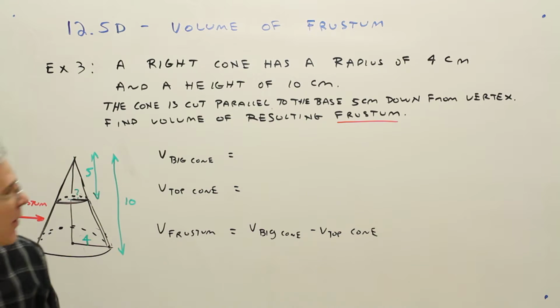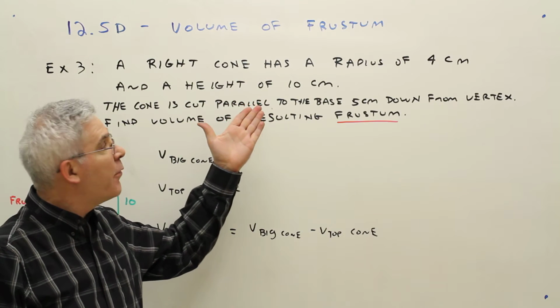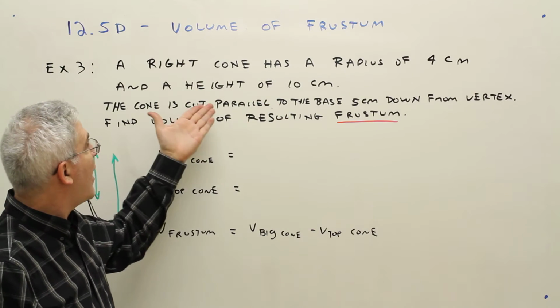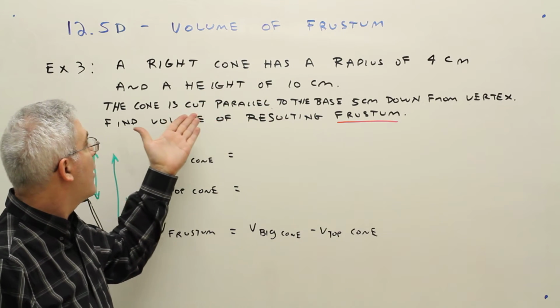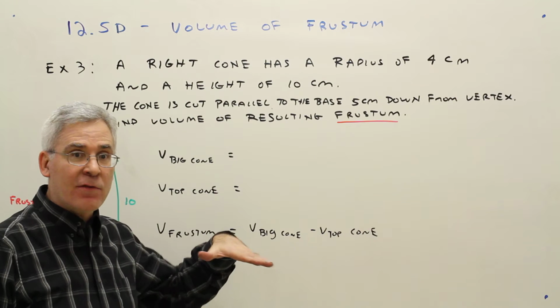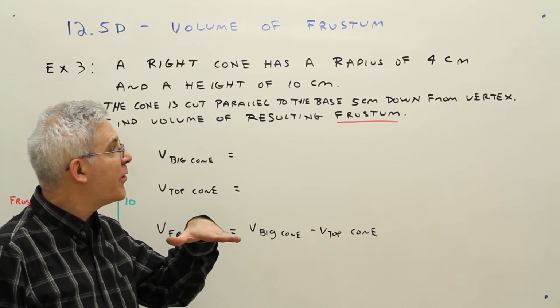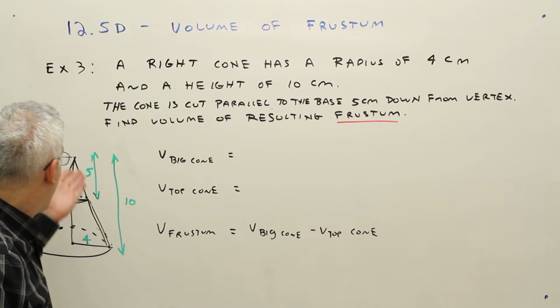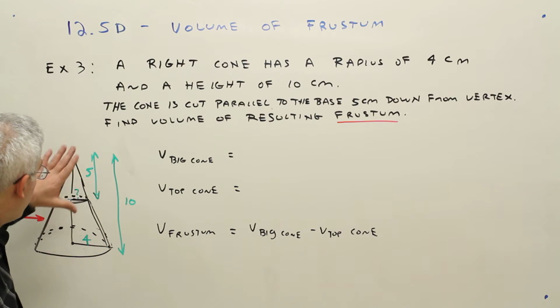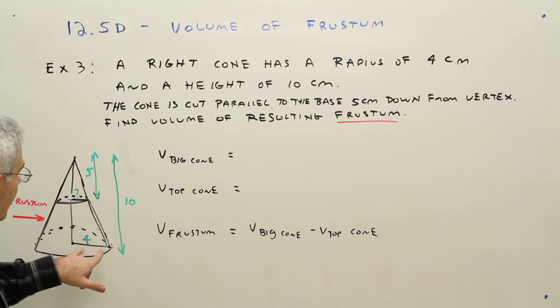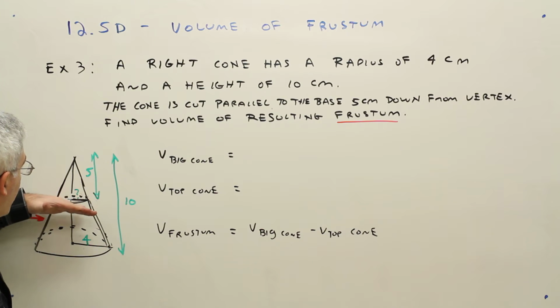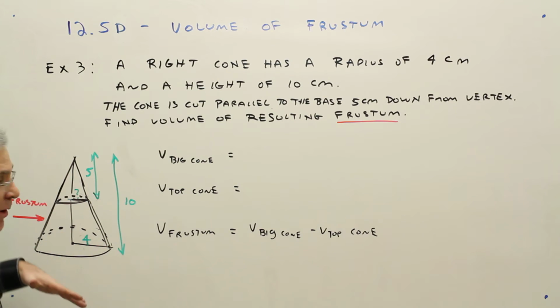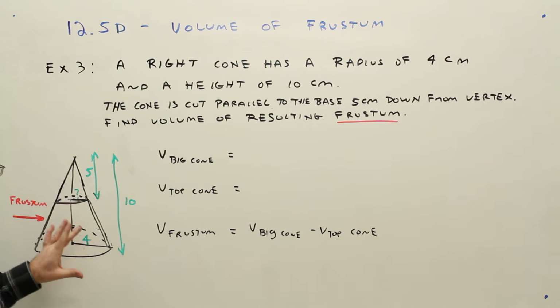All right, so here's the problem. We have a right cone with a radius of 4 centimeters and a height of 10 centimeters. The cone is cut parallel to the base, 5 centimeters down from the vertex. Find the volume of the resulting frustum. So I drew a picture here. The height is 10, the radius is 4. We're cutting it here, 5 centimeters down. Again, the frustum is this bottom portion.